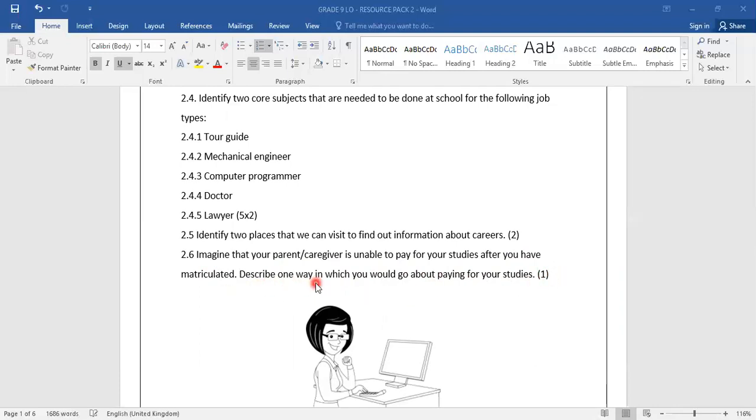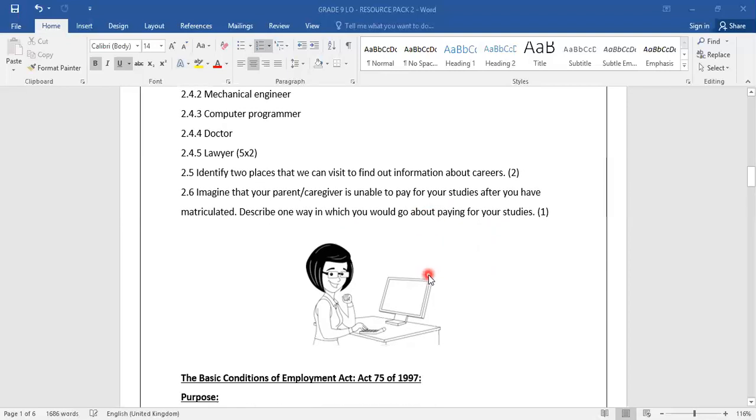Well, boys and girls, this question refers to how you would pay for or fund your studies if your parents were not able to pay for your studies after you have matriculated. Possible ways would be a bursary, a student loan application, applying for a scholarship, or even working part-time and saving, or even paying towards your studies.